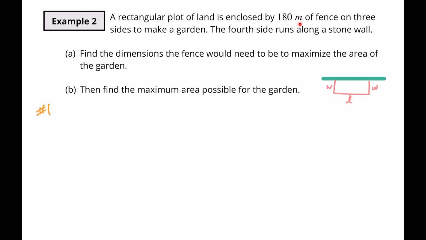So it says that it's enclosed by 180 meters of fence. That's generally considered your perimeter. Our perimeter is equal to 180, and that is equal to 2w plus our length, L. And what we're trying to ultimately do is maximize the area. So an area equation for a rectangle, the area is always equal to length times width. All right, so if this is the thing we're trying to maximize, we want to put these constraints into here. I think the easiest way to rearrange this would be to get L by itself.